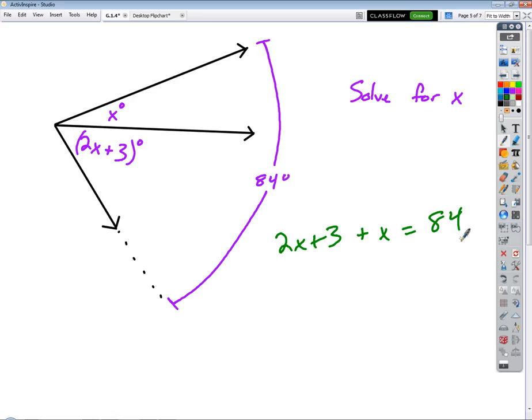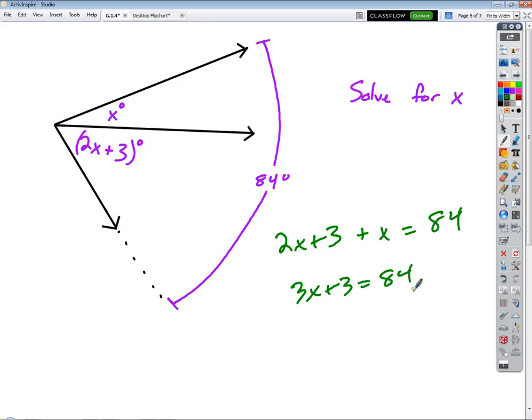Because 2x plus 3 is the measure of this bottom angle by itself. x is the measure of the top angle by itself. 84 is the measure of the whole thing. And because they're adjacent angles, we know that the sum of those two little angles must equal the measure of the big angle, right? Okay, so what do we get if we do that then? 3x plus 3 equals 84. So what do I do?